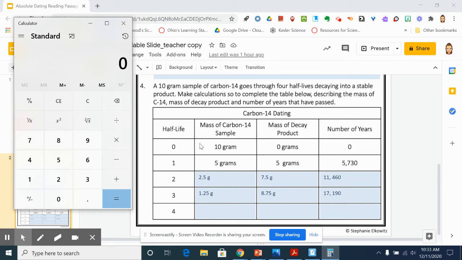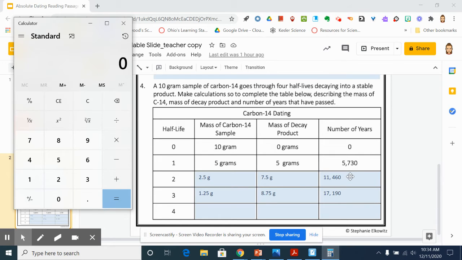Okay, so now that we have 2.5, we know after 2 half-lives, we've just broken this number down twice. So 10 divided in half one time is 5. When we take 5 and divide it by 2, then we have 2.5 grams. What do we do with the other 2.5 grams? Well, they don't just disappear. The remaining 2.5 grams are converted into nitrogen-14. That's why the mass of the decay product after 2 half-lives, nitrogen-14, is now going to be 7.5 grams.